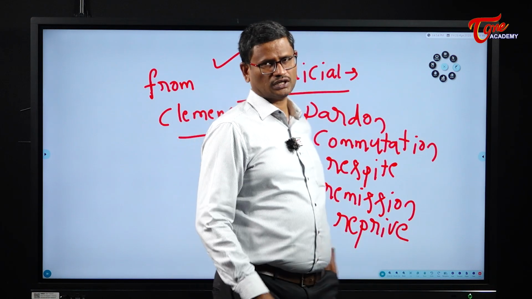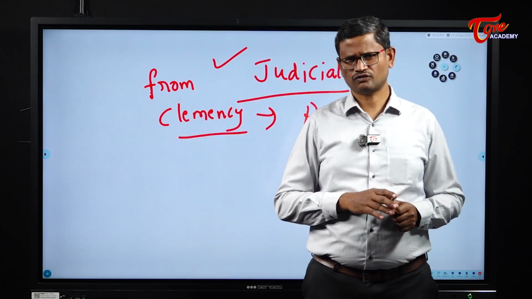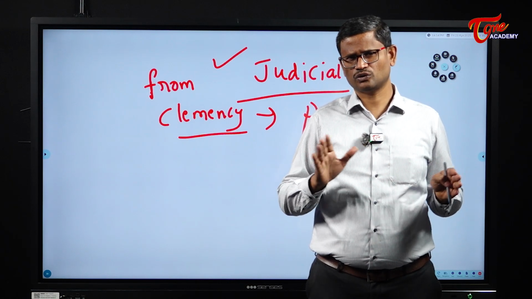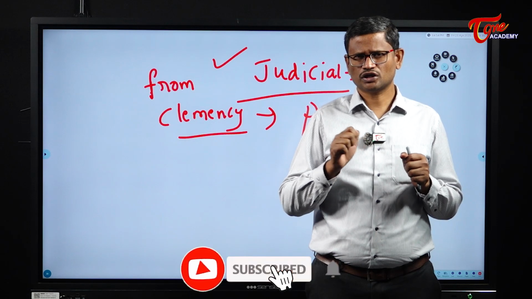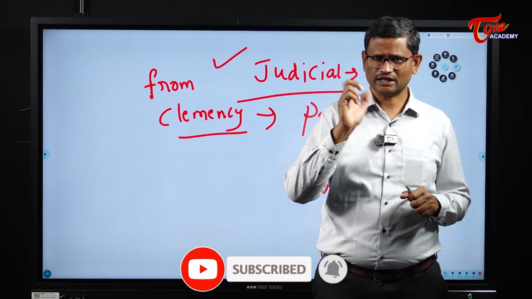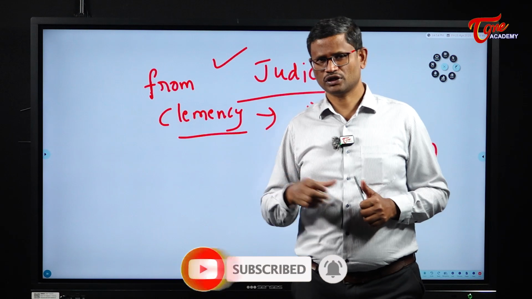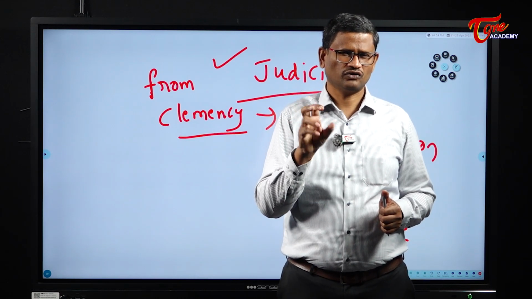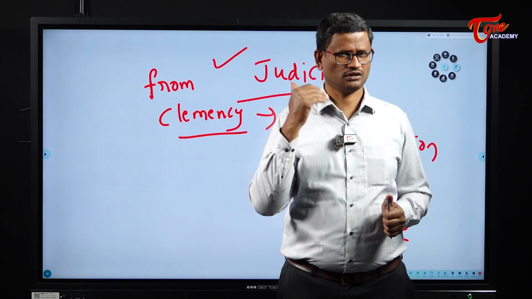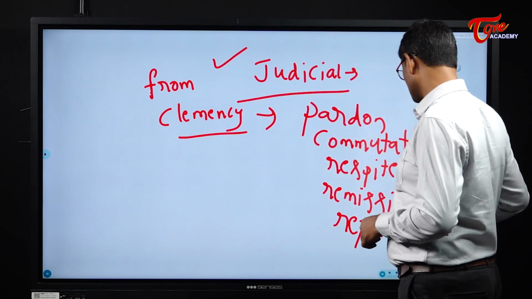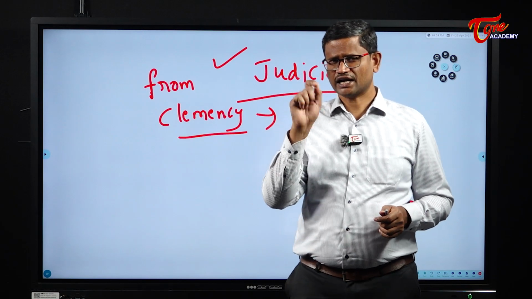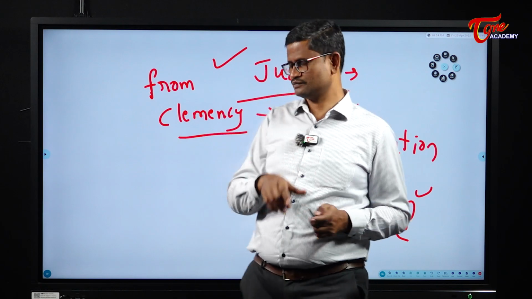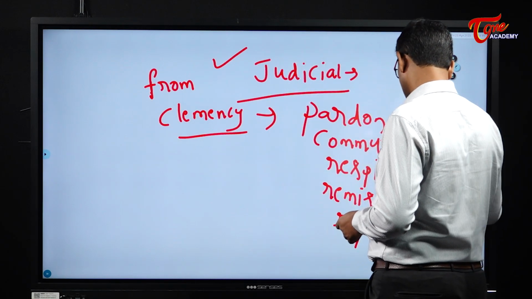When it comes to pardon, a person who was convicted in a court of law gets pardon from the President, he becomes completely a normal, free individual. He doesn't need to undergo any punishment, including the death penalty. The next one is commutation. If a severe form of punishment is replaced by a lighter form of punishment, that is called commutation. The next one is remission. Without changing the character of the punishment, if the duration of the punishment is reduced, that is called remission. The next one is respite.